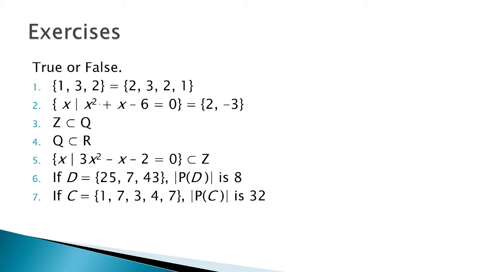So, you have 2 squared, that's 4, plus 2 minus 6, that's 0. We substitute negative 3, this is positive 9, minus 3, minus 6, so that's also 0. So therefore, number 2 is true because 2 and negative 3 satisfy this property.